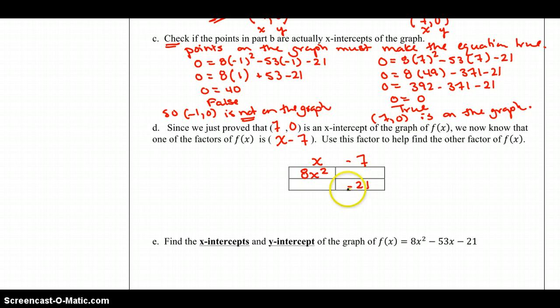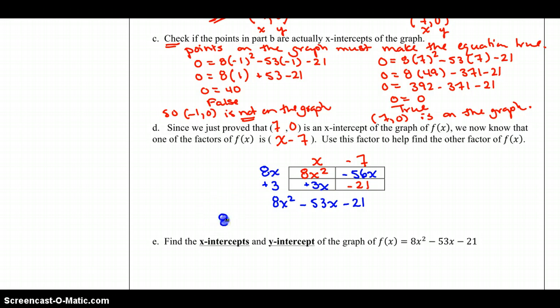Okay, well, x times what is going to give us 8x squared? Okay, well, this has to be 8x. Well, then 8x times negative 7 is negative 56x. And then here, how do we get a negative 21? So negative 7 times what gives us negative 21? This would have to be a positive 3. So positive 3 times x is positive 3x. And so now if we multiply, collect all of our like terms here, we get 8x squared, negative 56x, and a positive 3x, so negative 53x, and minus 21, okay, which is the expression that we started with.